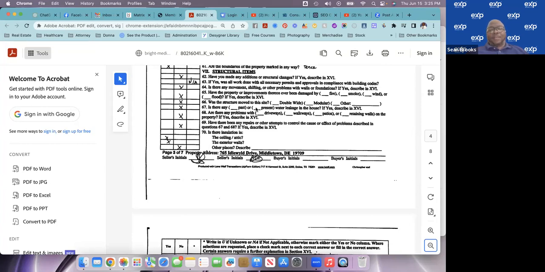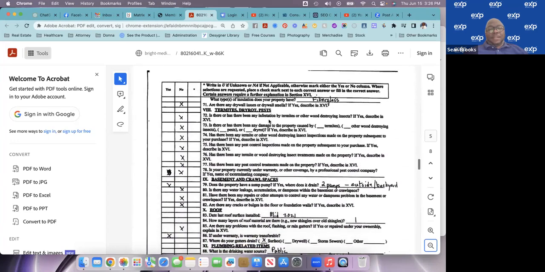Is there any past or present water leakage in the house? I'm right there on this question. I'm always going to look for this question and the answer. All right, 69 talks about any repairs that were made to attempt to control the cause or the effect of the problem that was caused in 67 or 68. All right, so 67, 68.